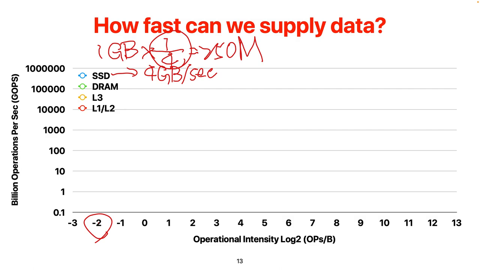So if I am having an SSD, here is the blue line, and if it's 4 gigabytes per second, then it's actually here. Now if I have an algorithm that has twice the operational intensity, and the amount of data that I can supply from the SSD remains, then where should I put the dot when I have operational intensity at 2 to the -1? If every byte can now support 0.5 operations, and I'm at 4 gigabytes per second, it should be twice of that, like this. How about if I again double the operational intensity, at 2 to the 0? It will be at 4, right?